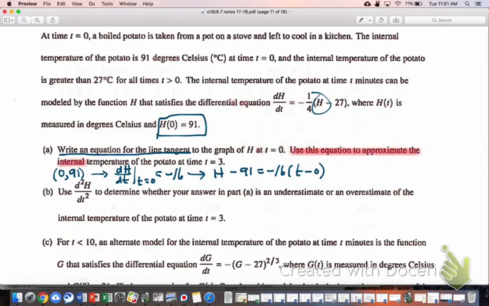Use this equation to approximate the internal temperature at T equals 3. So here is where we'd actually plug in a 3 for T, right? This is going to be our approximation. So I would say, let me use a different color. Come over here and we'd say H minus 91 equals negative 16 times 3 minus 0. So negative 16 times 3 is negative 48. You add the 91 over, and you get 43. Okay, so we would say that H of 3 is approximately 43 degrees Celsius.